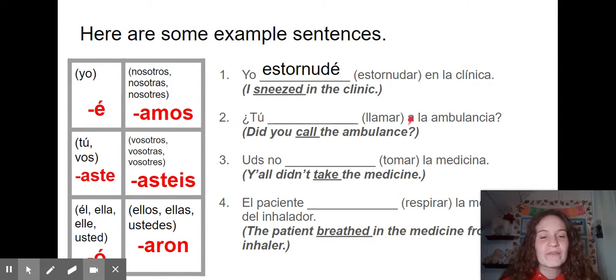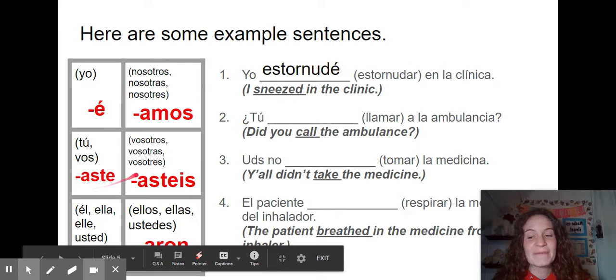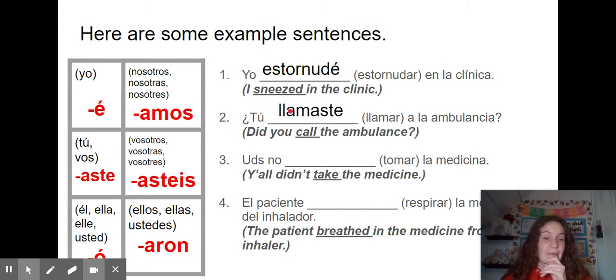Look at number 2. We have the verb llamar. And I'm asking, did you call the ambulance? Now, when I ask that, the action is call. It's in the past because I'm asking, did you call? Did you call it already? Or did you call the ambulance yesterday? And the subject is you. So I see tú as my subject. And llamar is my verb. I need to get rid of that AR at the end. So all I have is LLAM. And the tú form of llamar should end in aste. So my answer would be, ¿tú llamaste a la ambulancia? Did you call the ambulance?